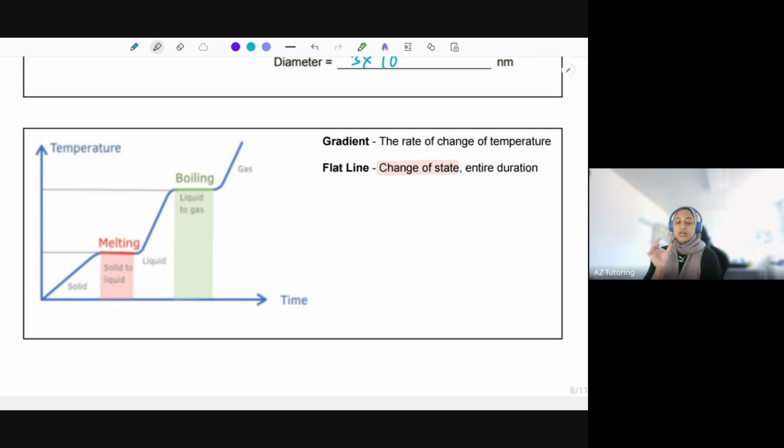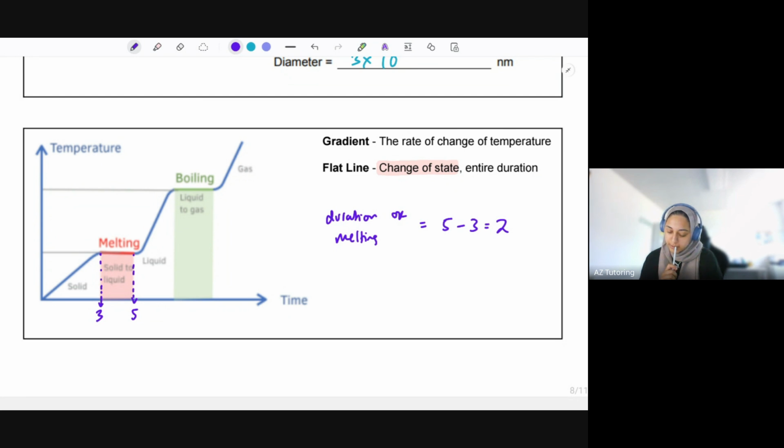And during that time is when the change of state takes place. It's quite a common question for them to ask, how long does it take for so-and-so to change from a solid to a liquid? What you do is you read these two values off here. Let's say, for example, that's 5 seconds and that's 3 seconds. The duration of melting would be 5 seconds minus 3 seconds, so just 2 seconds in this case. So that's how long it's taking to go from solid to a liquid.